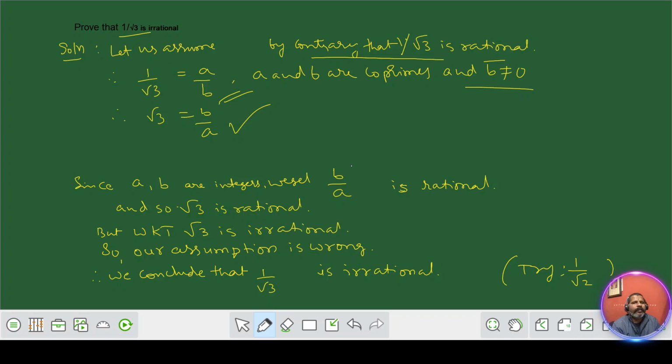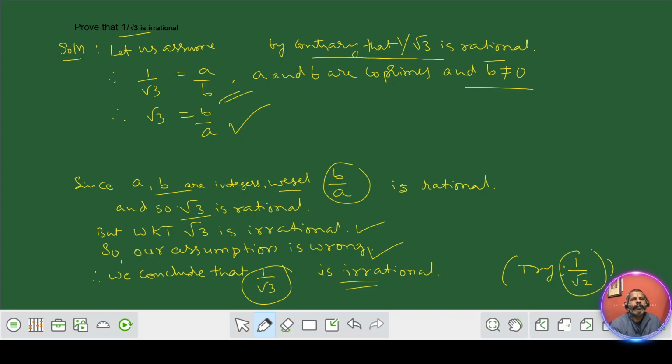In similar ways, a and b are integers here, so we get b by a as a rational. So is the left hand side, which is root 3, a rational. But we know that root 3 is irrational. In these questions, we have to understand the steps, where to write, how to write. That's very important. It's kind of theory questions, but yet it is important. 3 to 4 marks will come definitely in final exams as well, or even in the midterm. Wherever this chapter is involved, this kind of question will definitely occur. Now we say our assumption is wrong. So we conclude that 1 by root 3 is irrational.